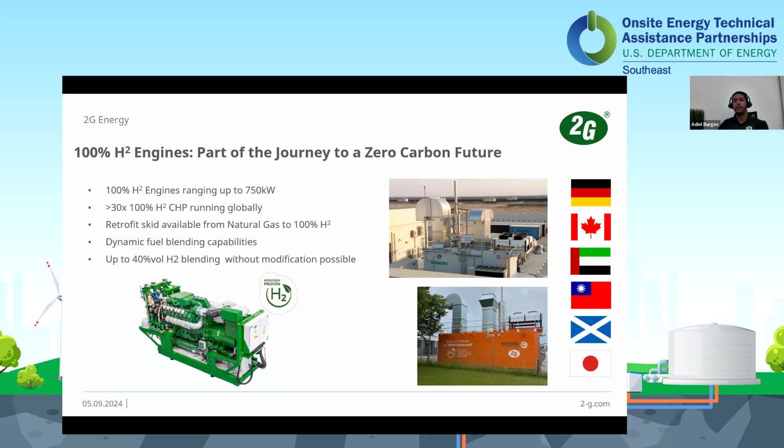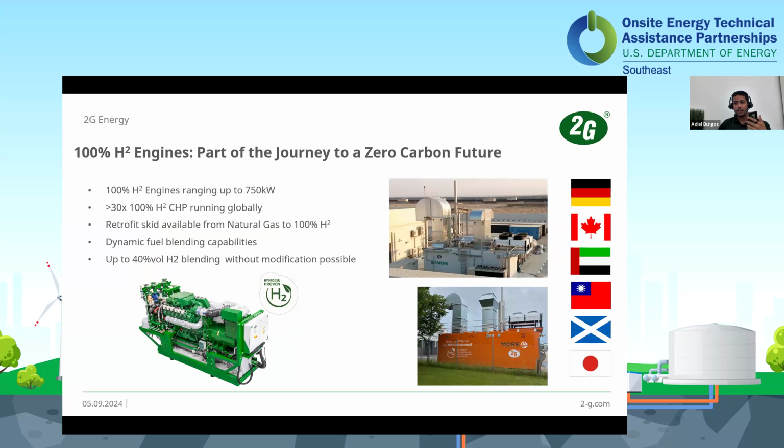A focus we have right now is the hydrogen alternatives. We have over 30 installations already worldwide for hydrogen. We go up to 750 kilowatts. That's a 2G product, so you work directly with our manufacturers on this.